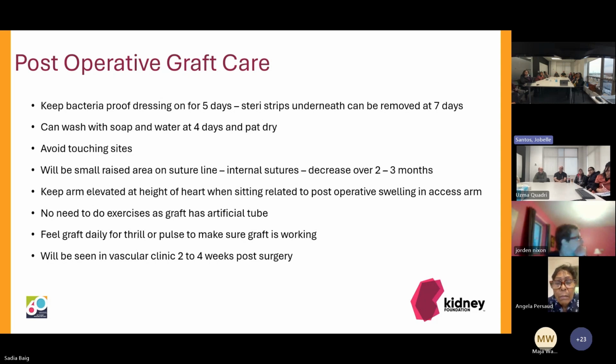Again, you want to feel for a thrill every day or a pulse on your graft. And if it's not working, you should contact the vascular team. And as I said, because it's not a natural material, we're going to see you because it is a non-natural material. What did I say?